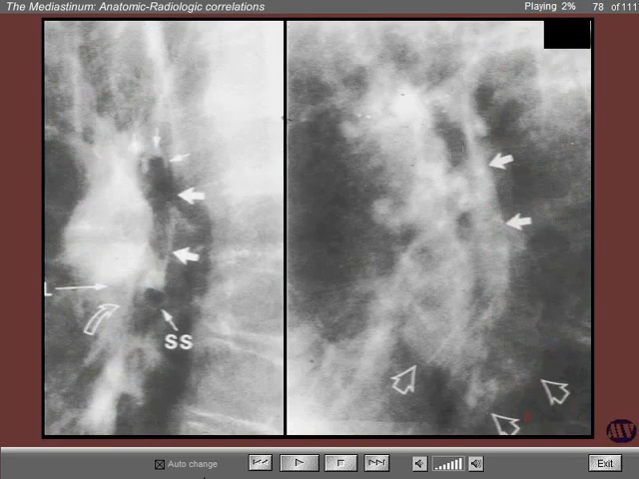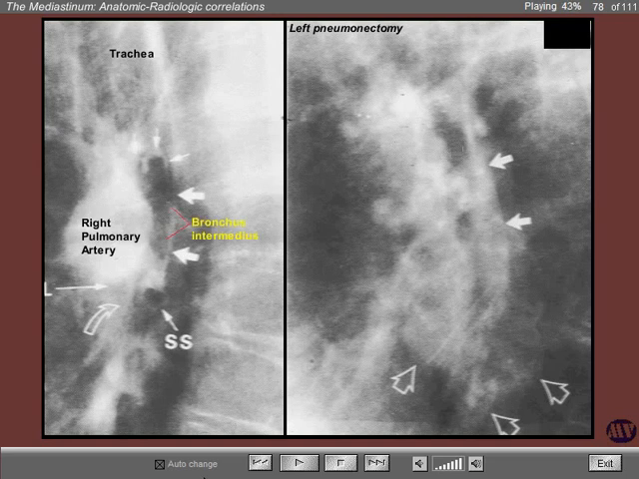In this patient, a left pneumonectomy was performed due to a bronchial cancer, and the radiograph to your left represents the lateral tomogram showing a prominent right pulmonary artery, which is now receiving the totality of the right ventricular output. Note that we see no masses dorsal to the trachea, and that the posterior wall of the bronchus intermedius, as indicated by the thick arrows, has a normal thickness.